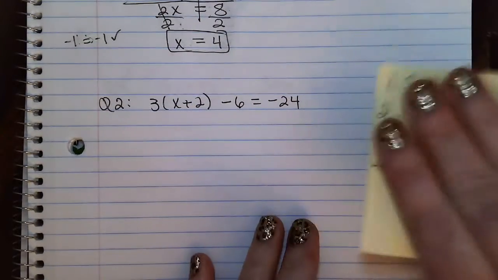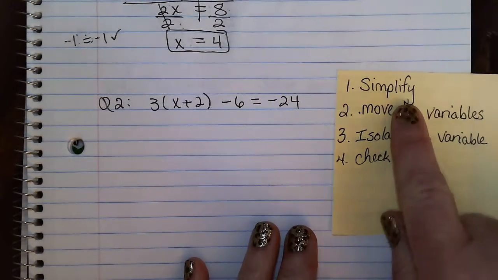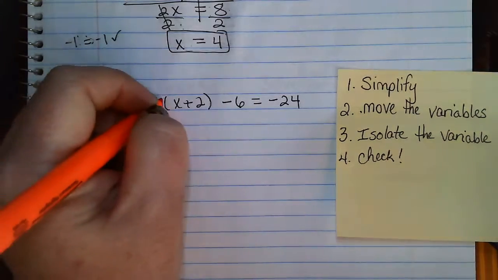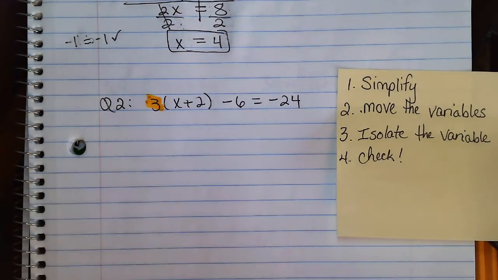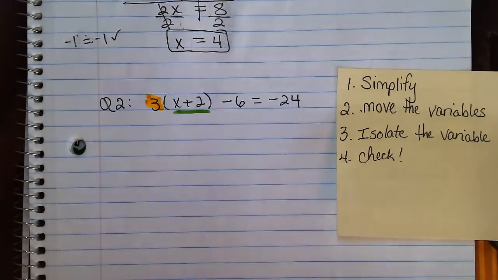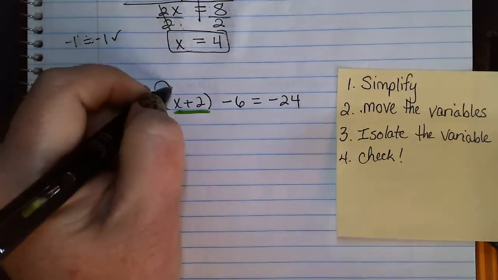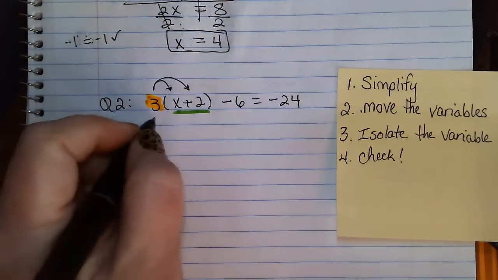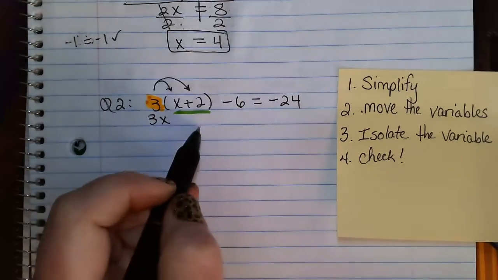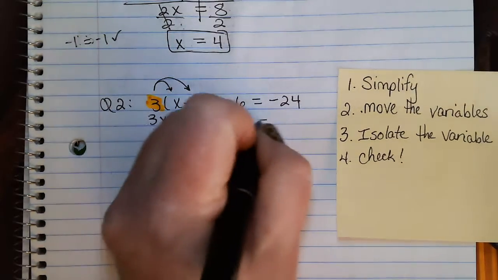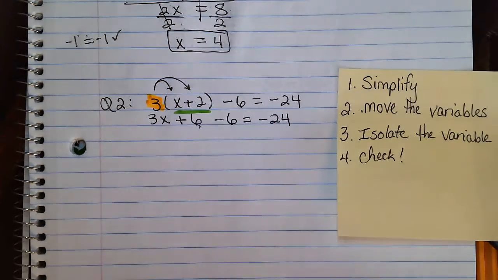Simplify. That involves combining like terms and the distributive property. Oh, we definitely have something to distribute here. We have a 3 outside of our parentheses, and we have x plus 2 inside of our parentheses. So we are going to distribute that 3. So 3 into the x is 3x. 3 into the 2 is 6. Minus 6 equals negative 24.